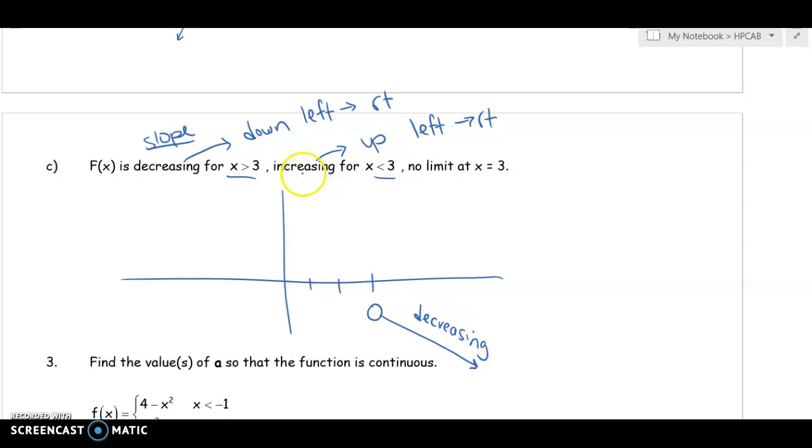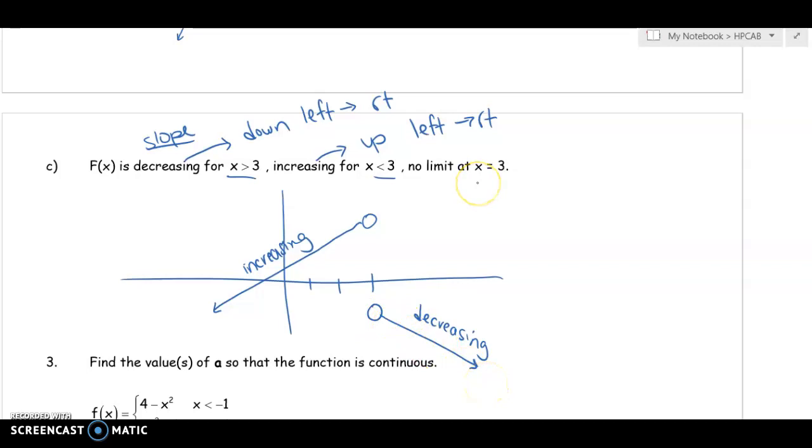And then for x is less than 3, so everything over here, it should be going up from left to right. And again, you can put whatever point you'd like at 3. You can have an open circle or a closed circle here. But it should be going up from left to right. So it's increasing as we get closer and closer to 3 from the left, and then decreasing as we go to the right.